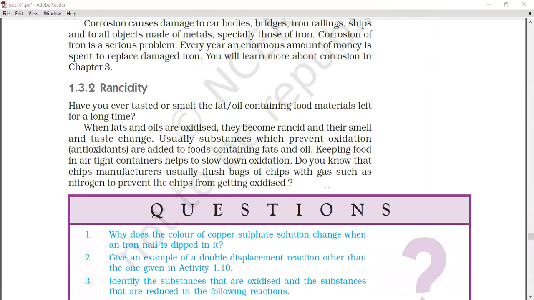Rancidity. Have you ever tasted or smelled the fat or oil containing food materials left for a long time? When fats and oils are oxidized, they become rancid and their smell and taste change. Usually, substances which prevent oxidation are added to foods containing fats and oil. Keeping food in airtight containers helps to slow down oxidation. Do you know that chips manufacturers usually flush bags of chips with gas such as nitrogen to prevent the chips from being oxidized?